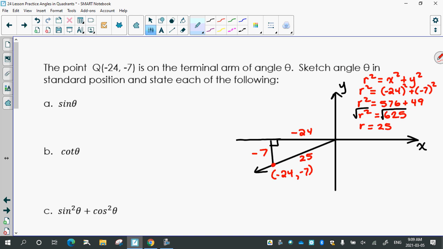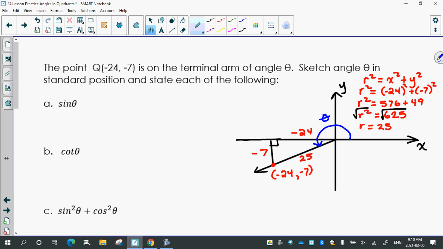So now you have 3 sides labeled, but the most important thing you put on your diagram is angle theta. It starts at the positive x-axis and goes counterclockwise until it hits the terminal arm, and it's got an arrow on it, it's directed, and then you can label it theta. So it's going to be between 180 and 270 somewhere. So that is sketch angle theta in standard position. So state each of the following.